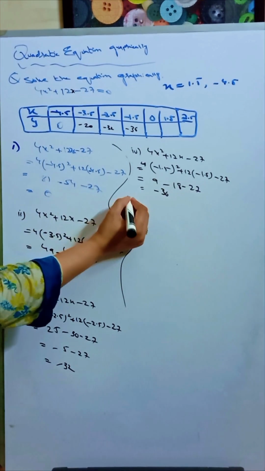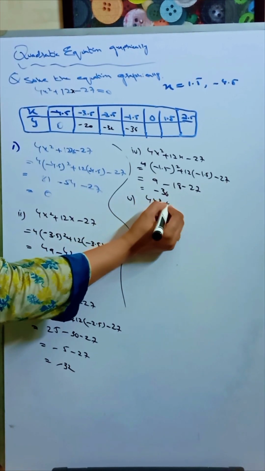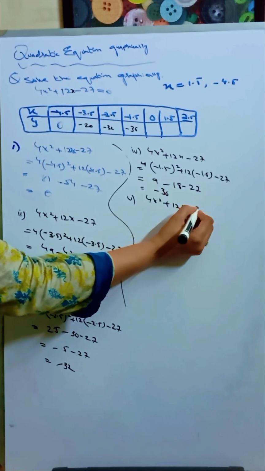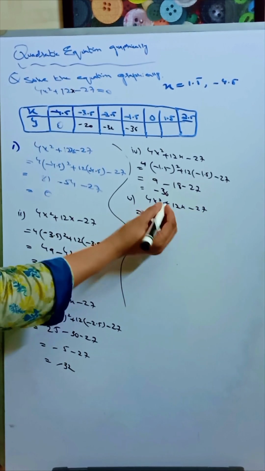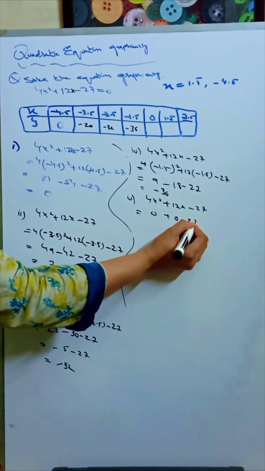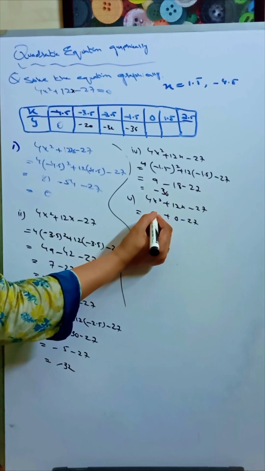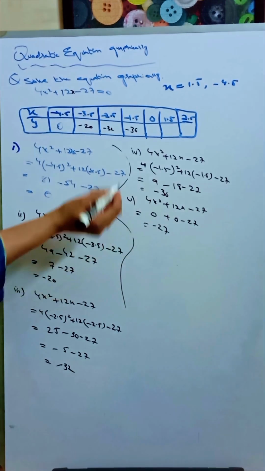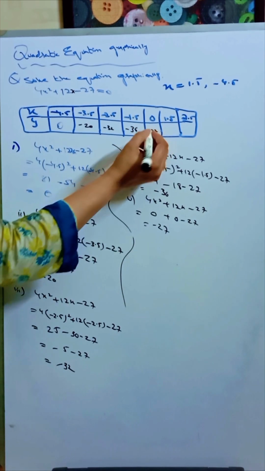Now number 5. 4x² plus 12x minus 27. It becomes 0, it becomes 0 minus 27. So the answer is minus 27, because multiplied by 0, the answer is 0. So here we have minus 27.